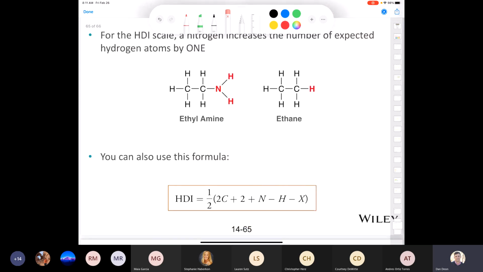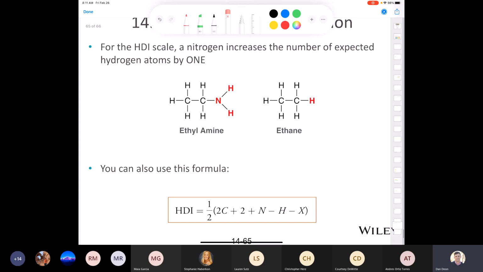I'll erase my scribbles here. Anyhow, it says here that for the HDI scale, when you have a nitrogen, it increases the number of hydrogen atoms by 1. So if we look at the formula of ethylamine over here, we have C2H1, 2, 3, 4, 5, 6, 7, H7N. And so the nitrogen increases the number of expected hydrogens by 1. And so you remove a hydrogen, okay?